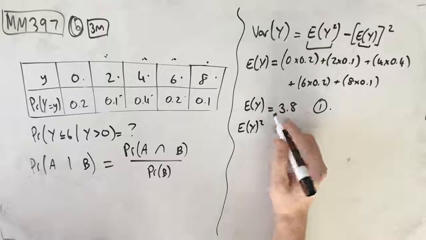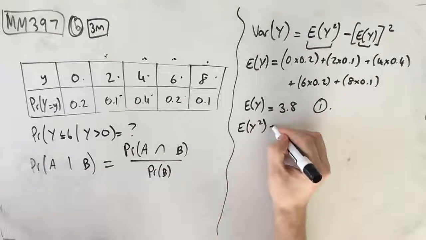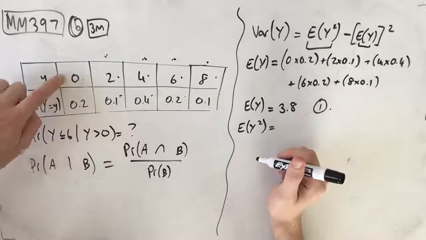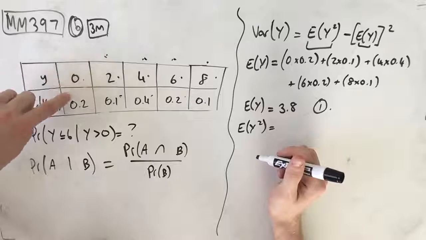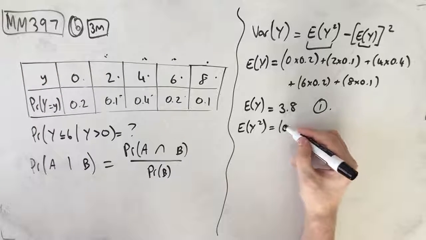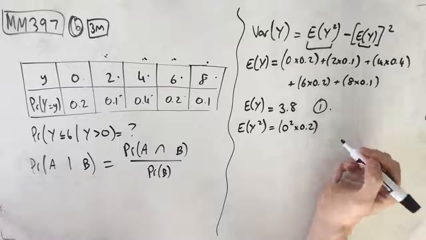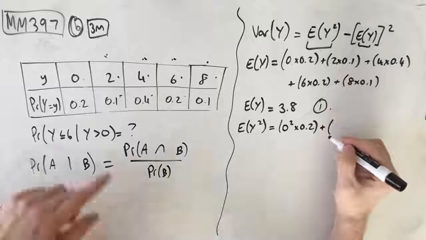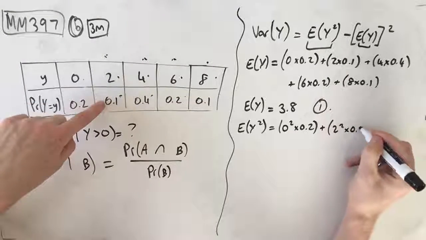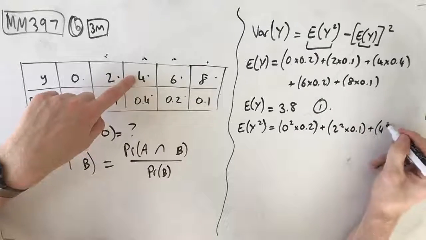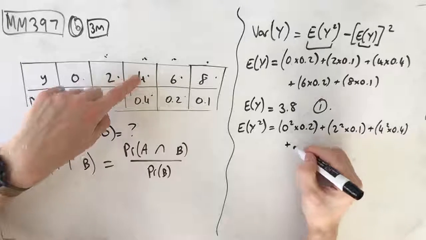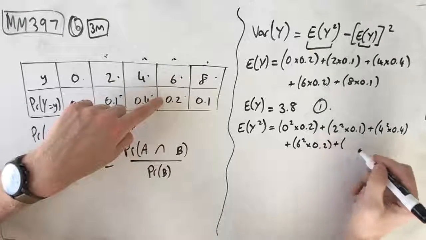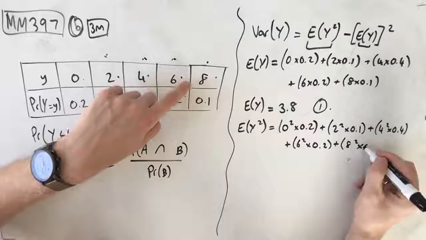So E of Y squared is exactly the same thing as E of Y, but we're going to square our Y values before multiplying them, okay? So instead of doing this times this, we're going to do this squared times this, all right? So in this case, we have 0 squared times 0.2, which of course doesn't make a difference because it's 0 anyway, but these ones will make a difference, plus 2 squared times 0.1 plus 4 squared times 0.4 plus 6 squared times 0.2 plus 8 squared times 0.1.